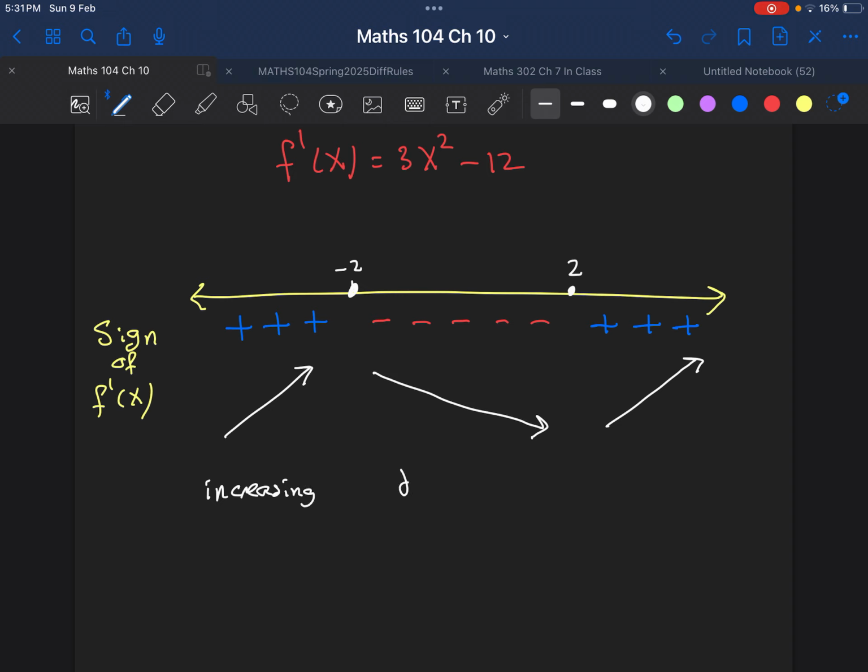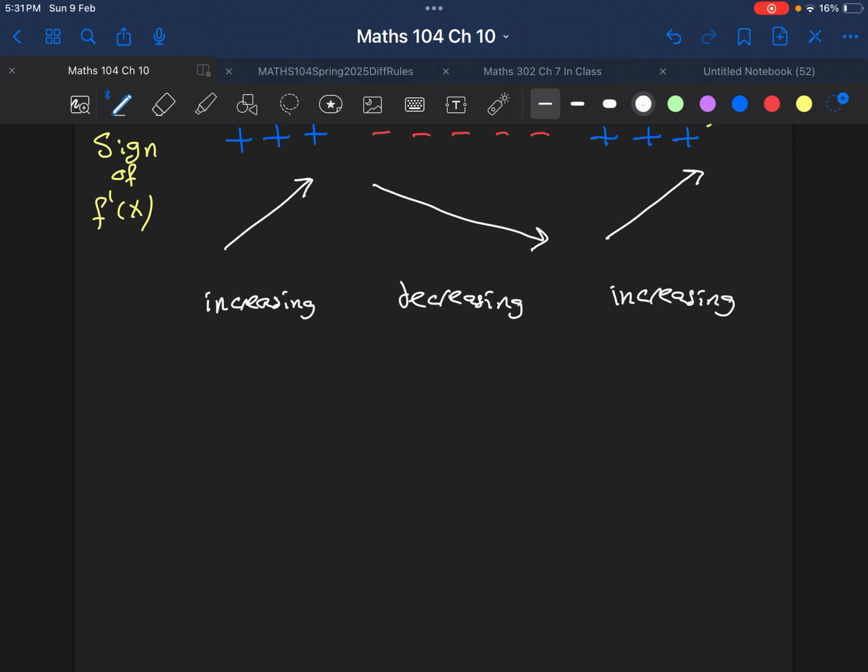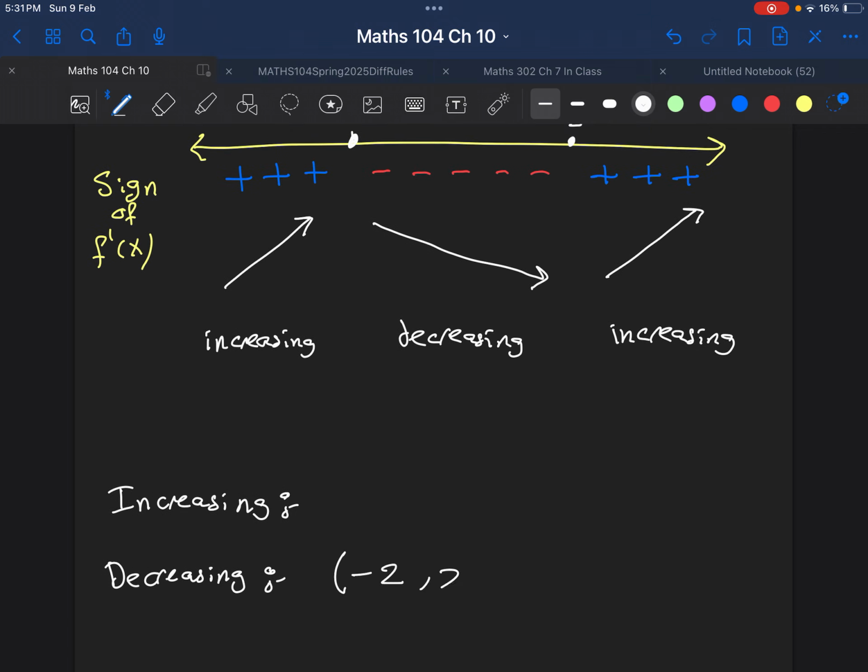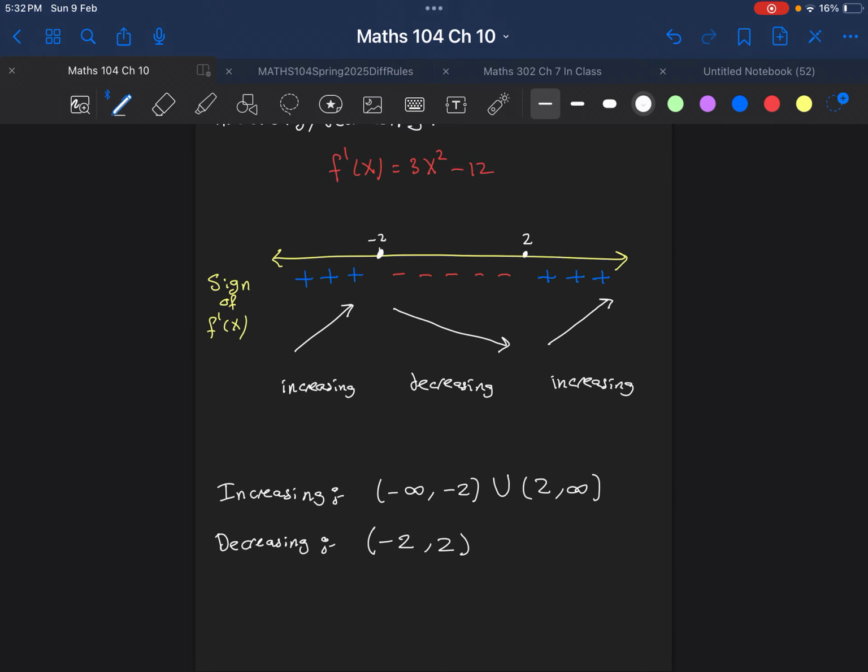So we have increasing in the first part, decreasing in the second part, and finally, we have increasing in the third part. If we write it as an interval, because the question is we need to write it down as an interval, decreasing, it's clear, will be from -2 to 2. Increasing, you start from -infinity to -2, and then you continue from 2 to infinity. How do you join those two pieces? We write the union sign.